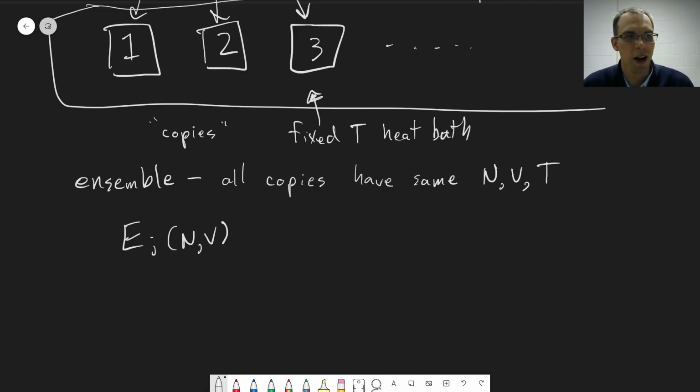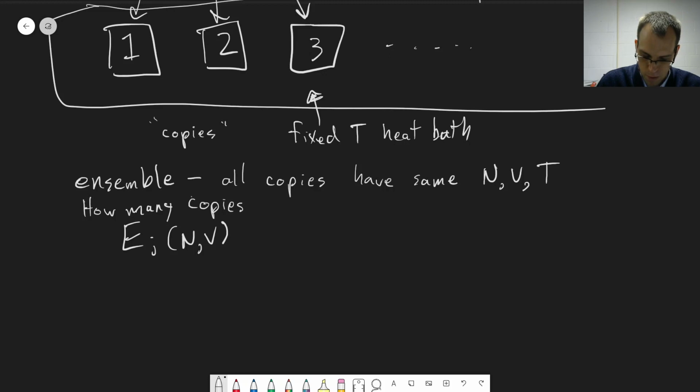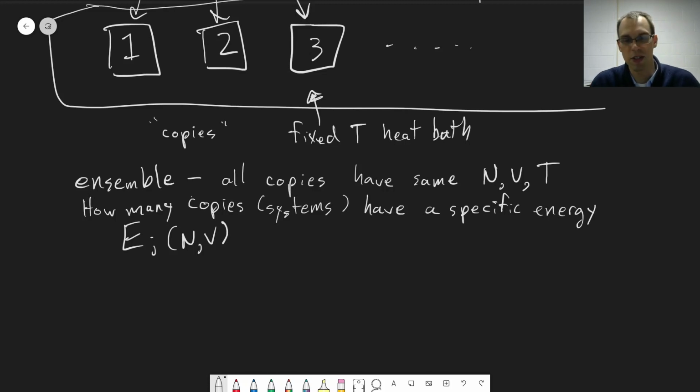So, coming back to our ensemble of macroscopic systems, the question that I'm going to reiterate here at the beginning of this video is: how many states have a particular energy? That's given by the Schrodinger equation. So, how many copies or systems have a specific energy? And we're going to label the different possible energies by E_j, just like we did in the Schrodinger equation.